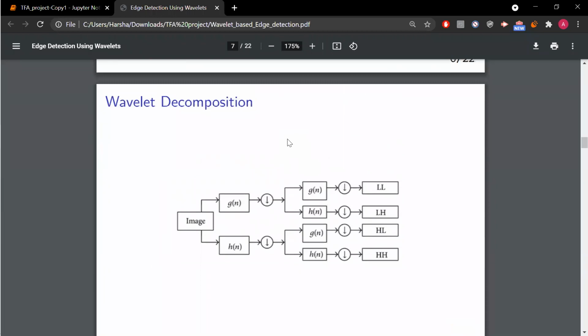So this is the general wavelet filter decomposition picture which we are using. Here G of n represents a low pass filter and H of n represents a high pass filter. We are using the Haar wavelet as our mother wavelet. And here we can see that LL means applying a low pass filter across columns and across rows. LH signifies low pass across rows and high pass across columns, and so on. Harsha will continue from here.